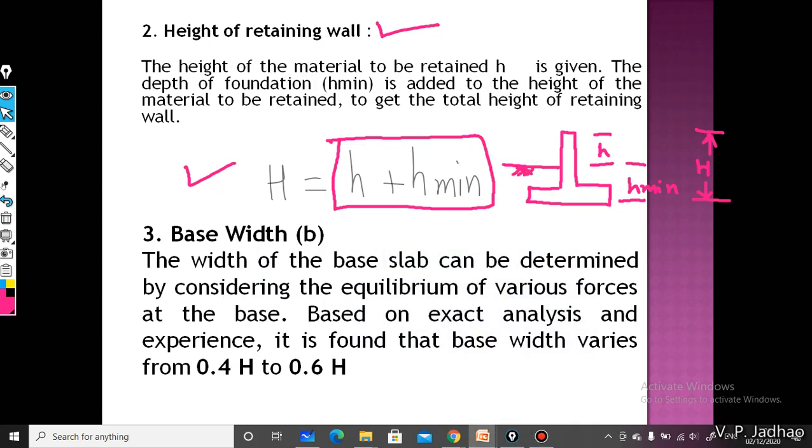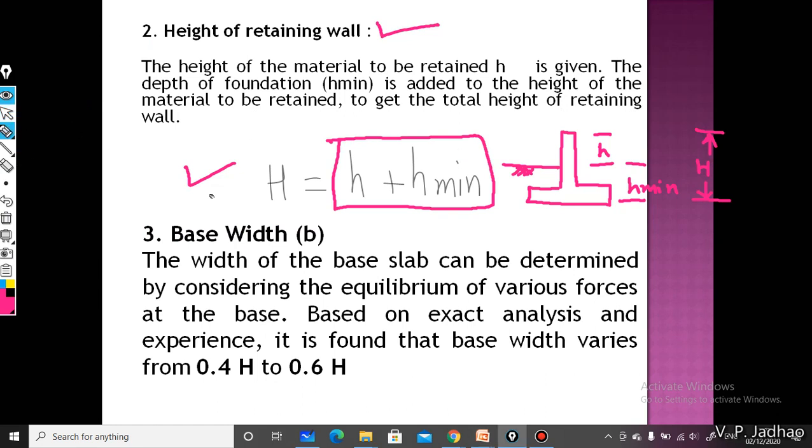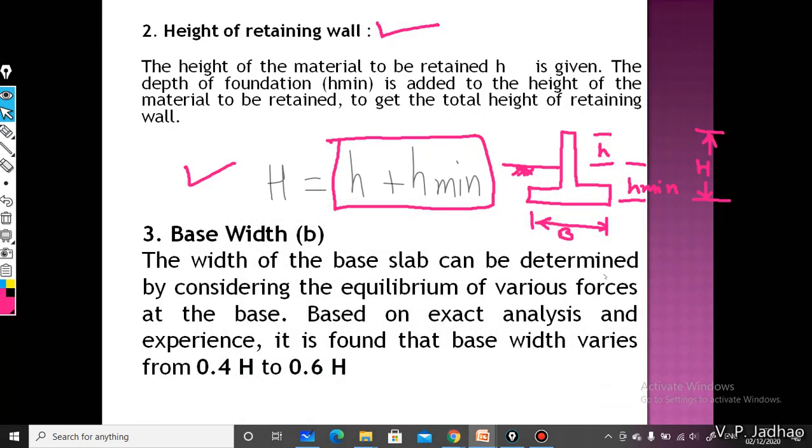Then we have the base width B. The base width B is calculated by using some approximation; this is the base width capital B. The approximate value for base width is taken as 0.4 H to 0.6 H, that is 0.4 to 0.6 of this total height H. So this is the approximate value which is taken for calculating the base width.